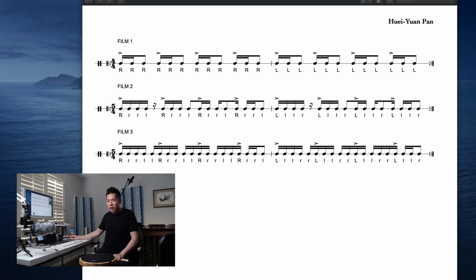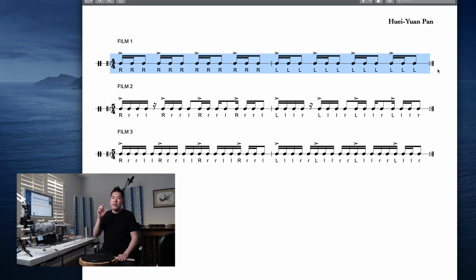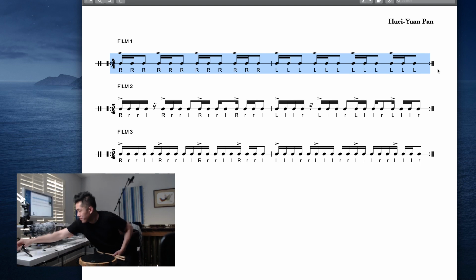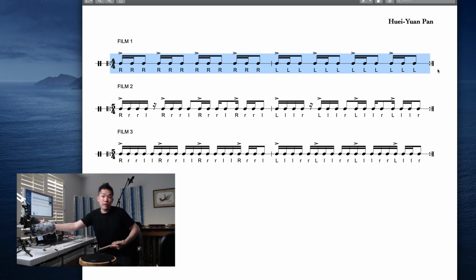Okay, so let's apply it to what we're looking at here today. We're going to look at this first chunk, right? And this is your first line. So instead of looping it over and over and over again, the first strategy that you might try is to take small chunks. Okay, so let me break out the metronome here. Instead of playing the whole thing over and over again, what you might do is just play the first line.